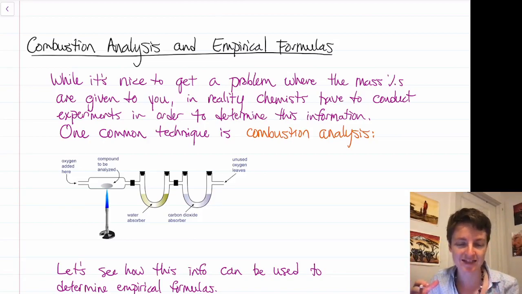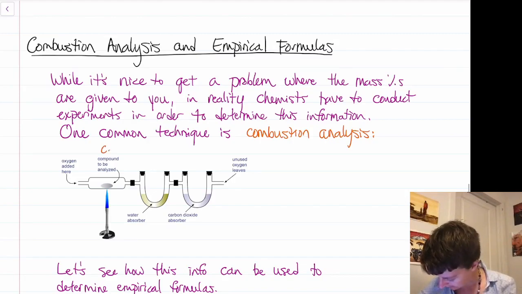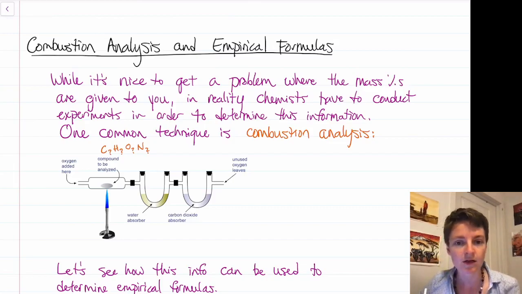We're going to combine together two different ingredients. One is some excess oxygen, which we can get pretty easily from the air. And then the second ingredient is the unknown compound that we want to analyze. And typically in combustion analysis, that compound is going to have probably some amount of carbon, some amount of hydrogen, some amount of oxygen, and maybe some amount of nitrogen as well. But we don't know what the mole-to-mole ratio is for any of these elements.